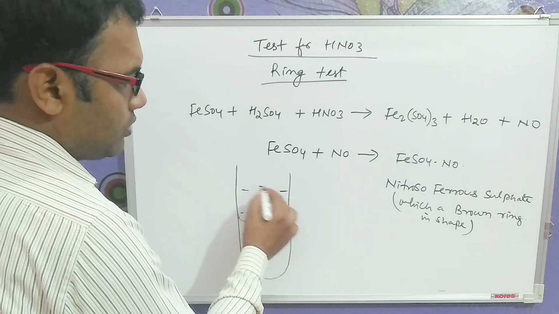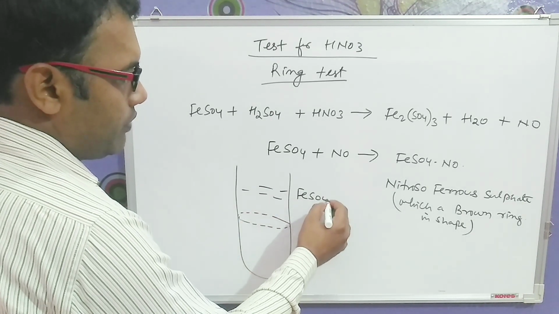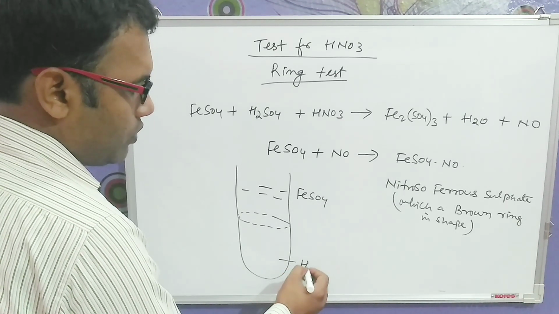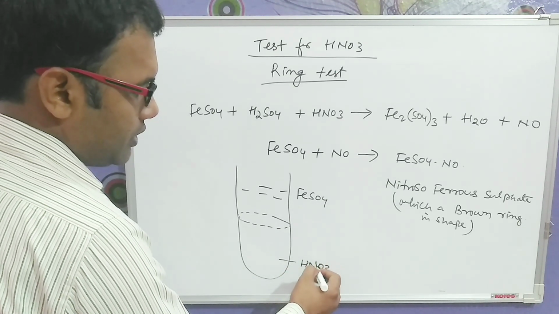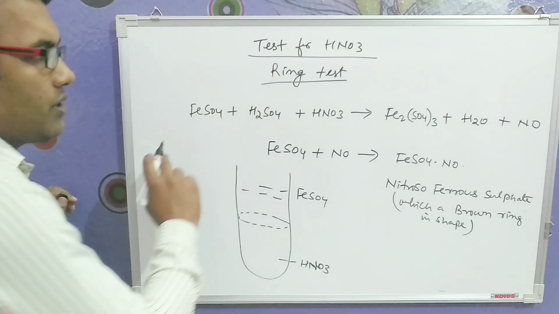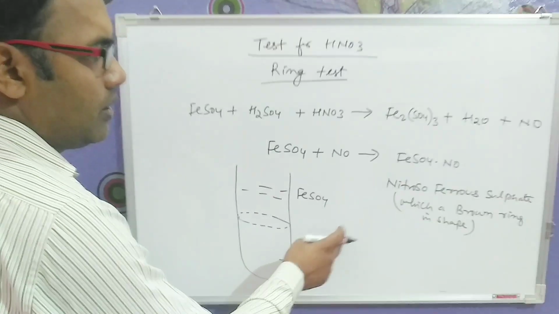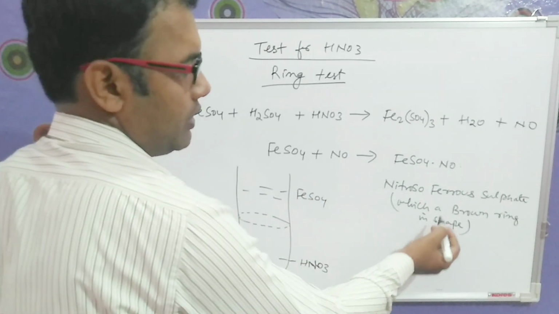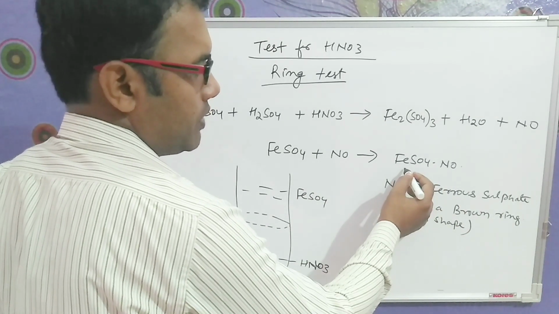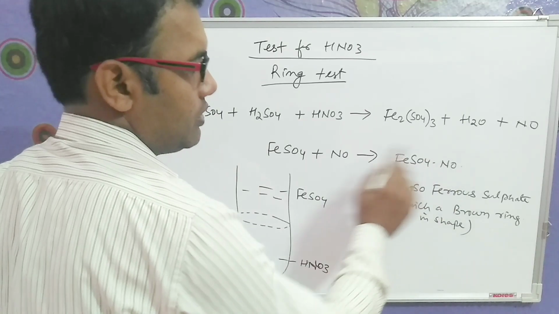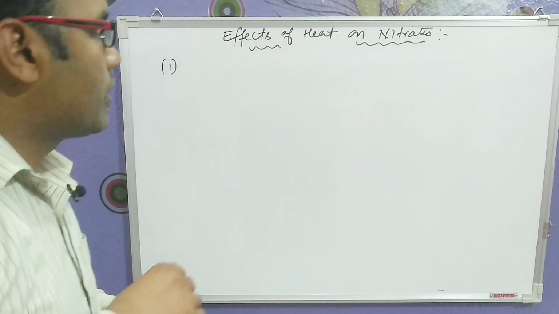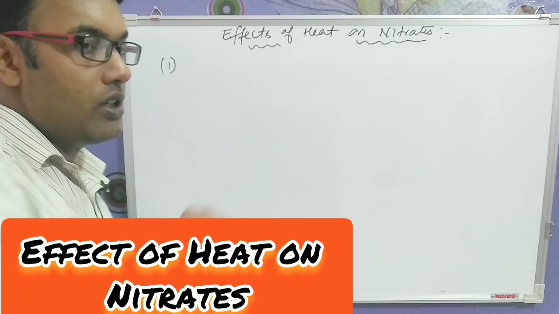At the top the solution will be ferrous sulfate, and at the bottom you have nitric acid. So this is the famous ring test for nitric acid. Is it clear, students? The brown ring is coming due to the presence of nitroso-ferrous sulfate there. Our next topic will be the effect of heat on nitrates.